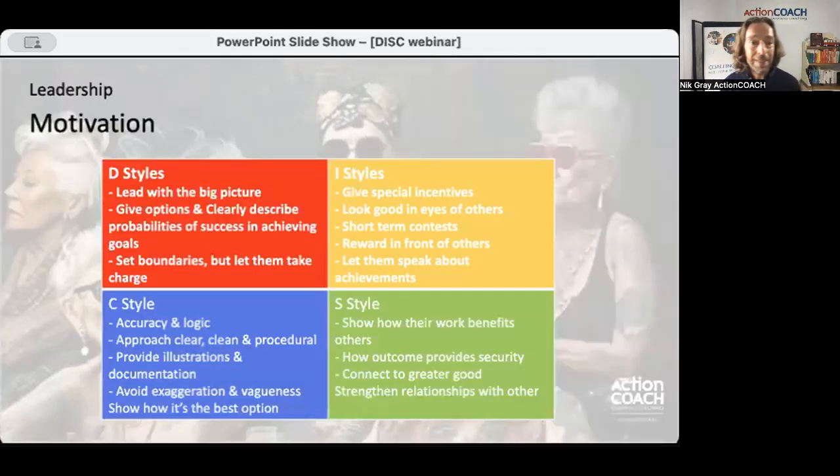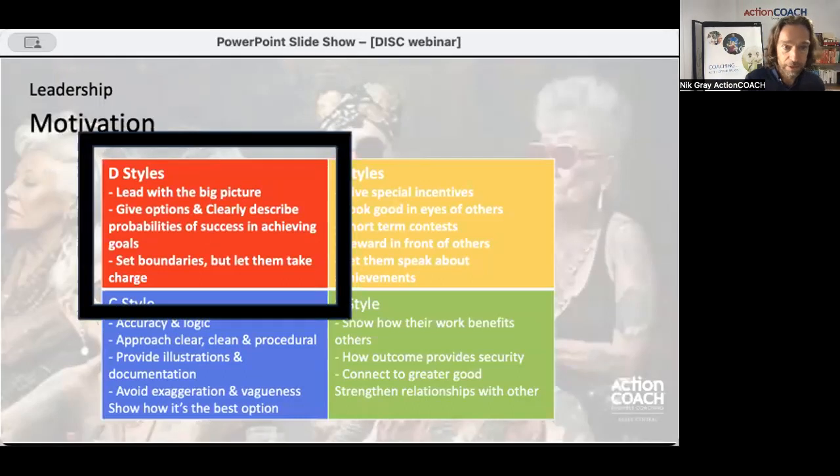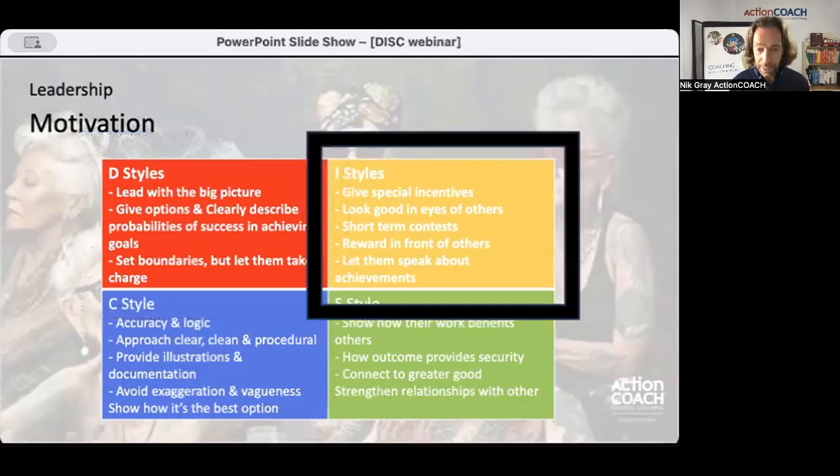So D's, let's look at D first. If you're motivating D's, lead with the big picture. Tell them what it's all about. Give them options. Clearly describe the probabilities of success and achieving the goals, and set boundaries. Let them take charge. So those are some simple things to think about when you're communicating with a D.